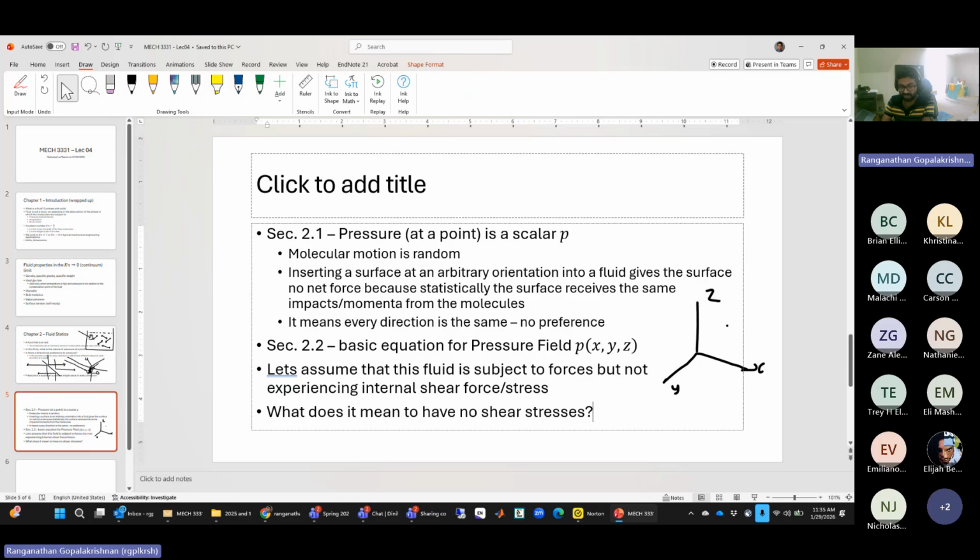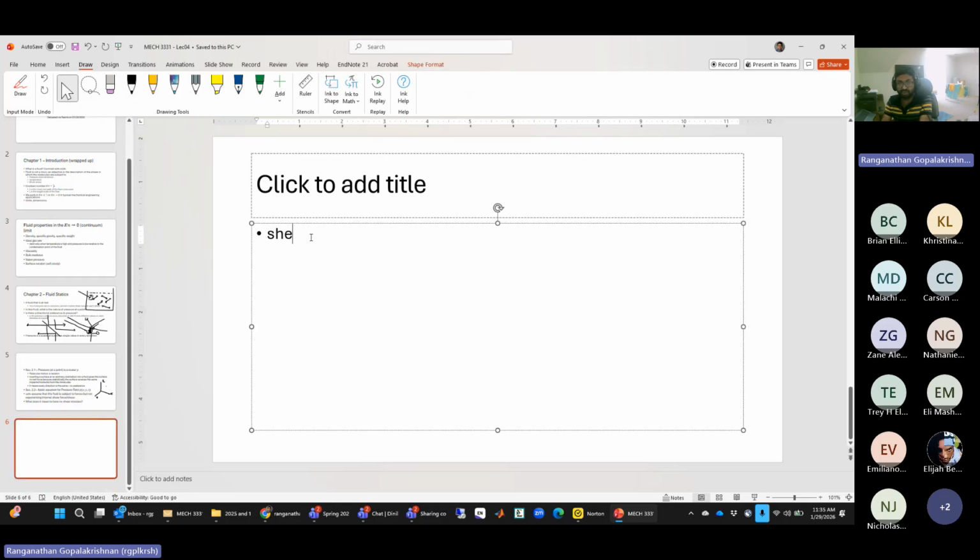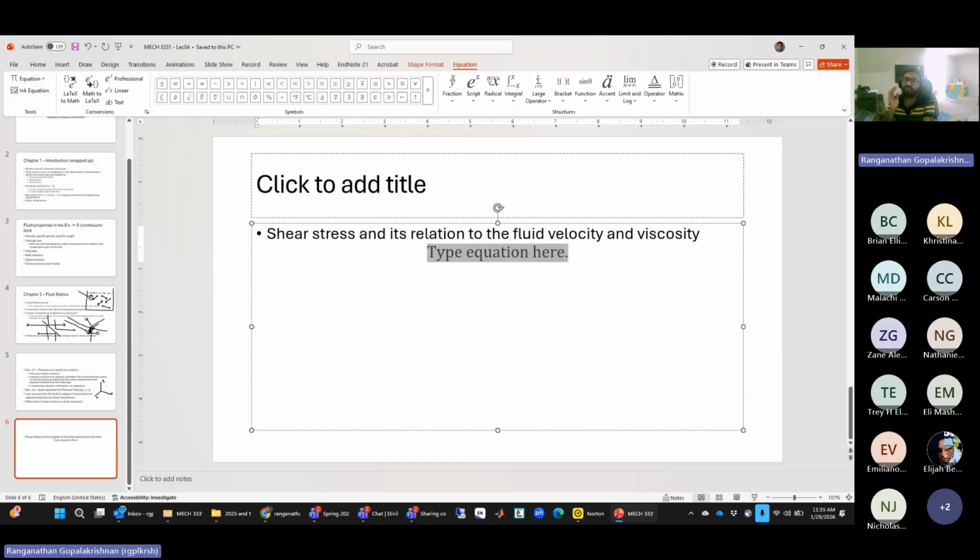That's an important question because I want you to now think about shear stress first, and its relation to the fluid velocity and viscosity. In the previous unit, we saw the definition for viscosity. Does anybody remember that or can recall it, or have revised it while studying? What is the relationship between shear stress and fluid velocity?